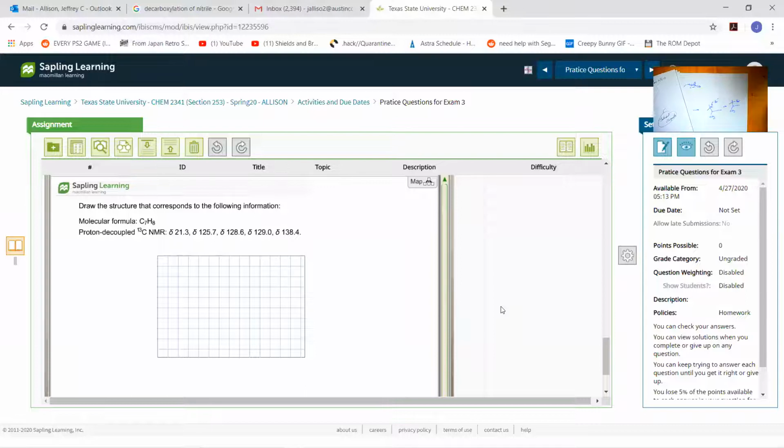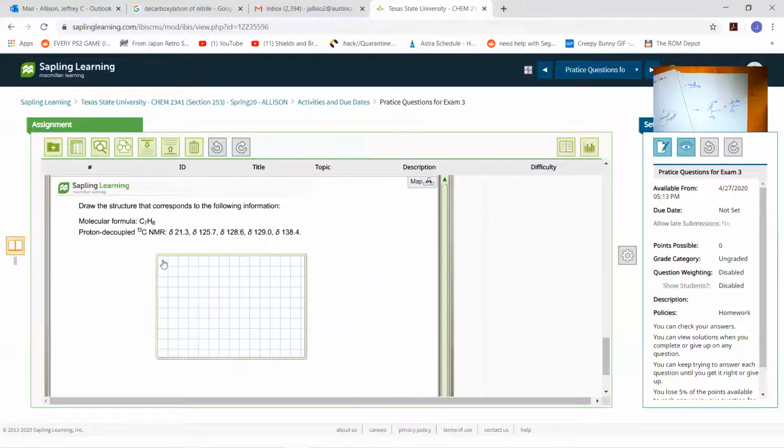Okay, now the next one says to draw the structure that corresponds to the following information. So you have a chemical formula, and you have 1, 2, 3, 4, 5 carbon signals. Notice 4 of them are over 100, which is indicating some form of unsaturation in the system, like the carbons are double or triple bonded to something, maybe even an aromatic ring.